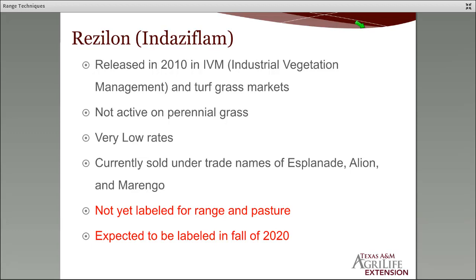When it comes out in the range and pasture market, it's going to be known as Resilon. That's going to be the name of indaziflam when it makes its way into the range and pasture weed and brush control market.